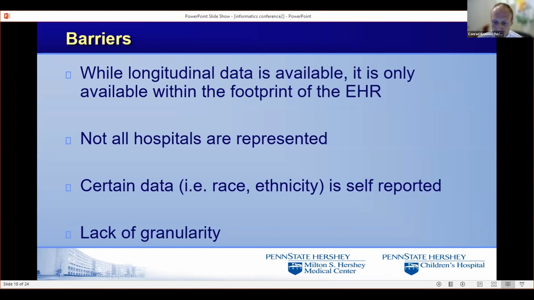Longitudinal data is available, but only if the subject stays within the footprint of the EHR. If they seek care elsewhere, like at a non-TriNetX institution, you may not get all the results, which may not be as impactful for an adult study, especially where some studies have over 100,000 subjects. But it may be impactful if you're working with 600 subjects or so. Not all hospitals are represented. Certain data, such as race and ethnicity, is self-reported. And granularity may also be difficult to obtain.